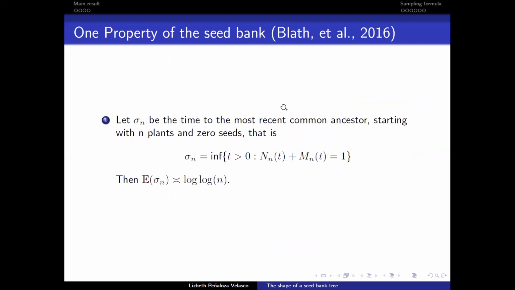So next, in the same paper, they found that sigma n, the time to the most recent common ancestor, starting with n plants and 0 seeds. That means sigma n is the first time that we have only one individual. The expectation of this time is approximately log n.